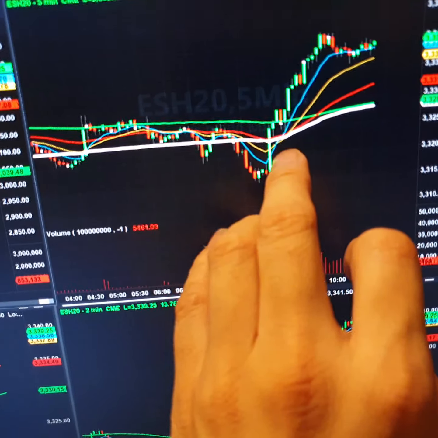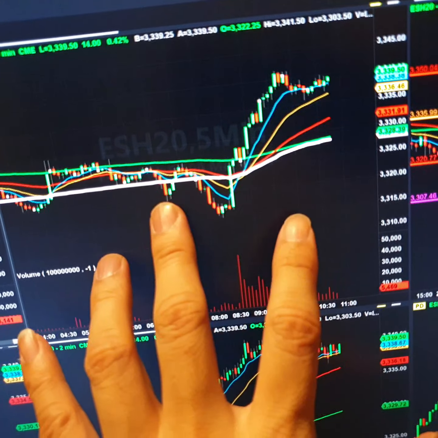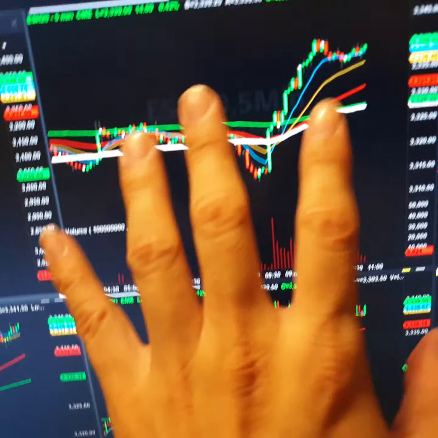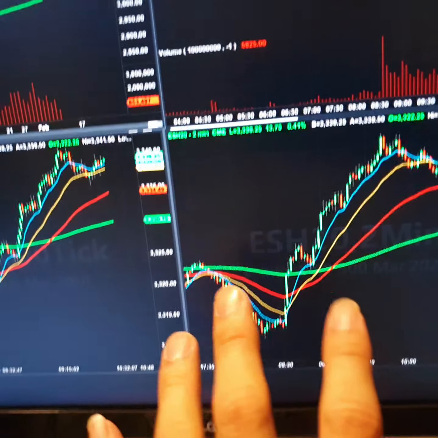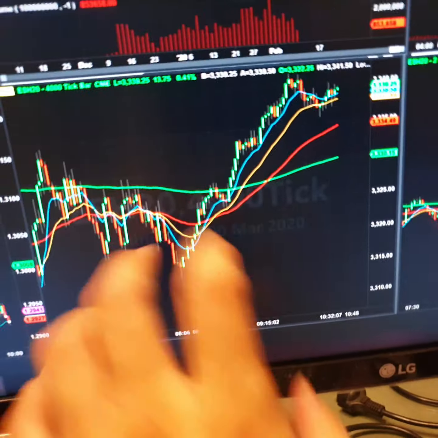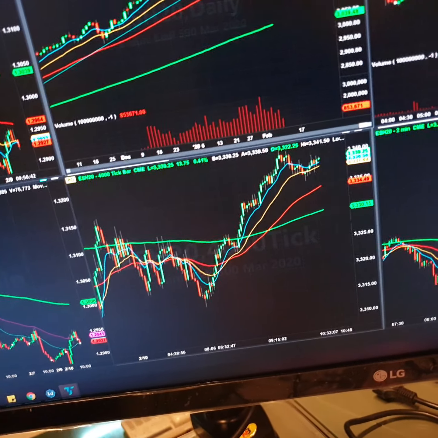You can buy around here, or around here, but I myself always buy when it breaks this. I'm also looking at the 4,000 tick chart. I'm not looking at this actually. I was looking at this when I was trading. There's a 4,000 tick bar. Let me show you what I mean.